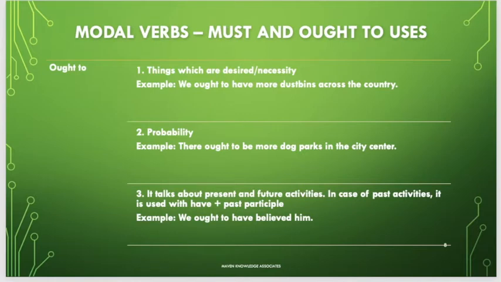Third one is, it talks about present and future activities. In case of past activities, it is used with have plus past participle. We ought to have believed him.